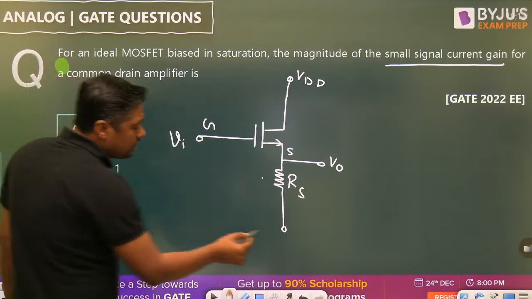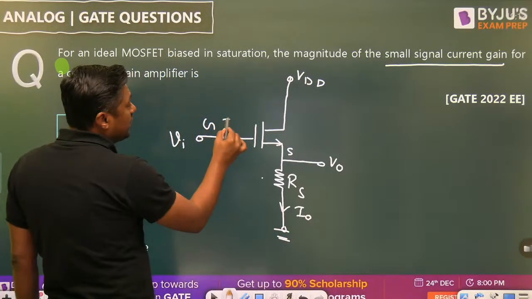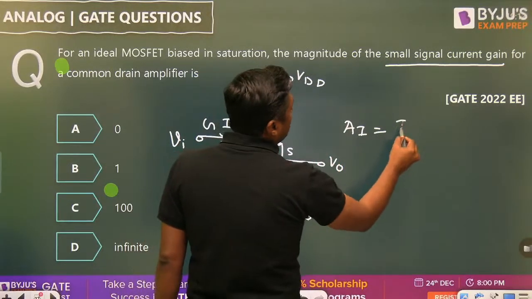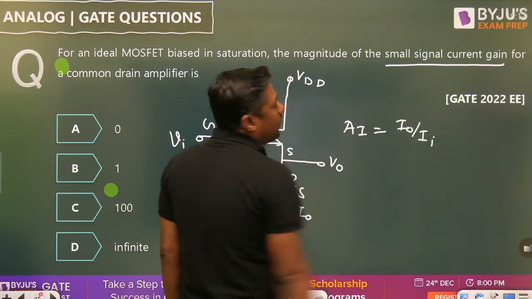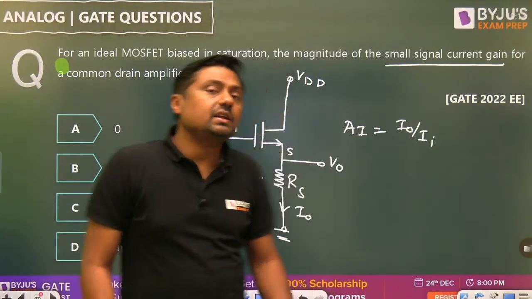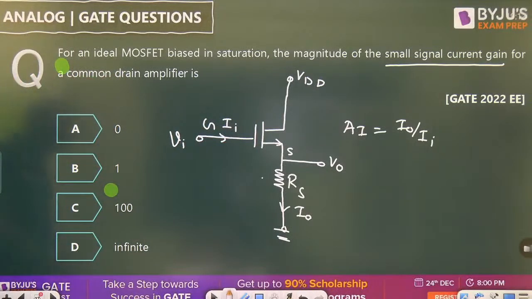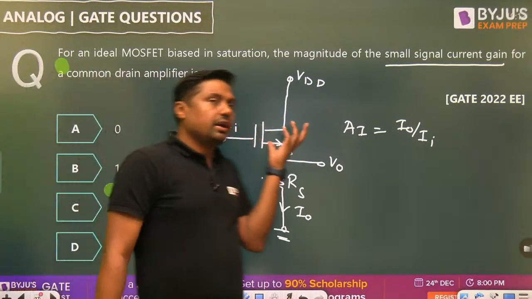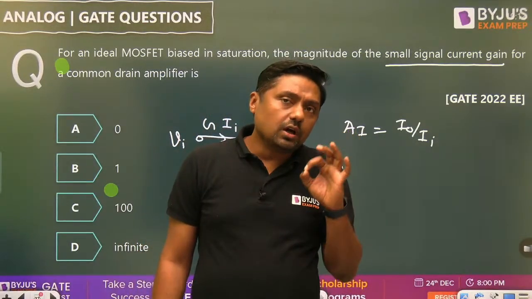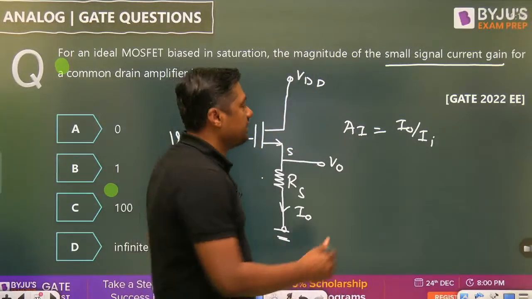Now here this point is connected to ground, I0, and this is the input current II. So what is the current gain? I0 upon II. But tell me, if it is an ideal MOSFET, what about the current in the MOSFET? The current in the MOSFET is what? 0, because the input resistance is what? Infinite. If the current II is 0, so what will be the gain? Infinite.